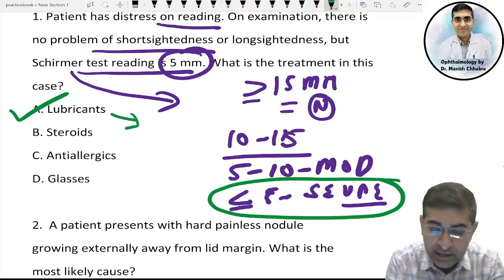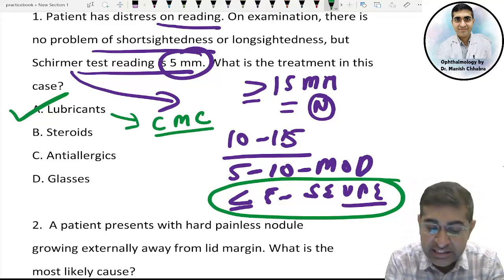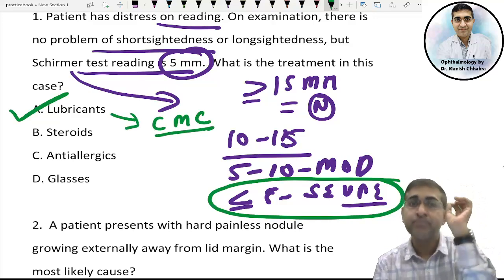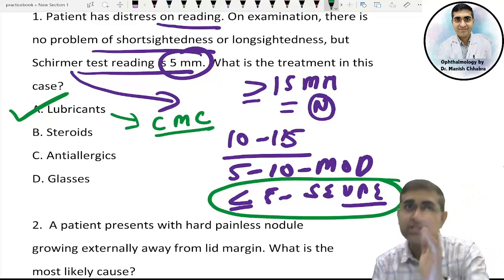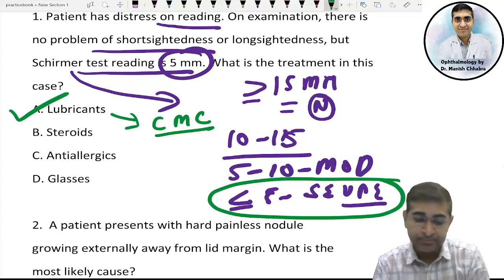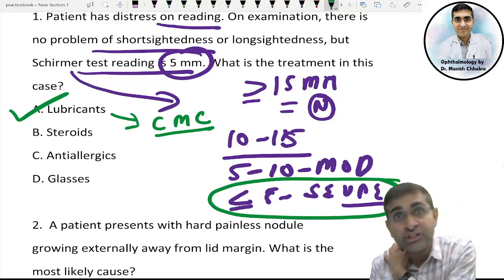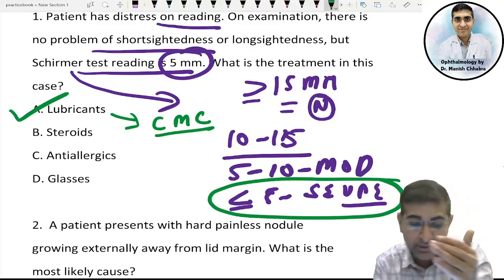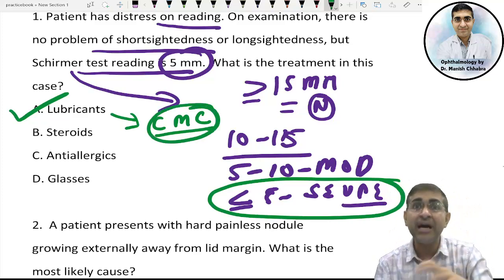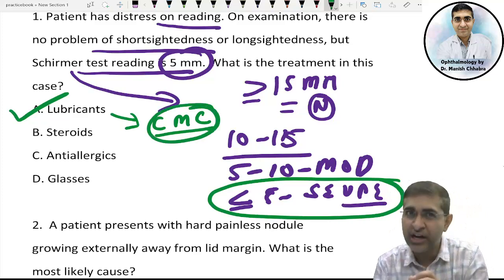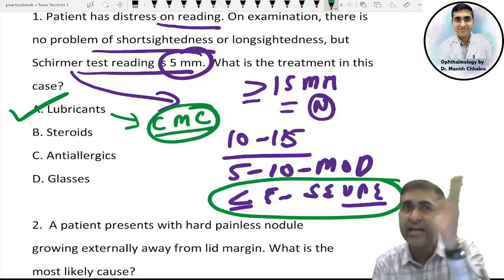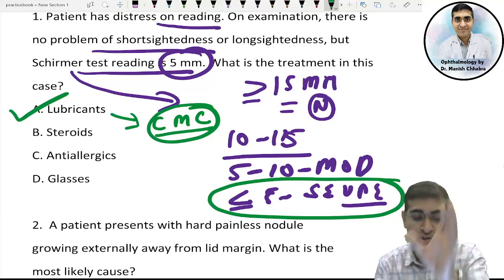Which other lubricant do we use? Commonly used is CMC. It is a methyl cellulose preparation. There is hydroxymethyl cellulose, there is carboxymethyl cellulose, there can be other lubricants which are available, but yes, hydroxymethyl and CMC, they are the most commonly used lubricants.